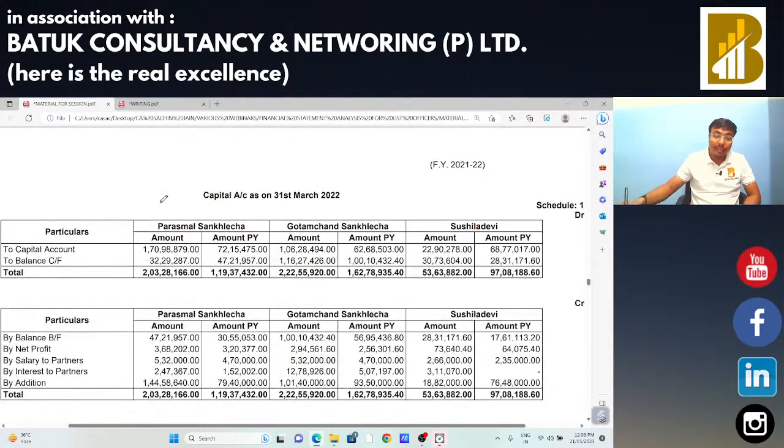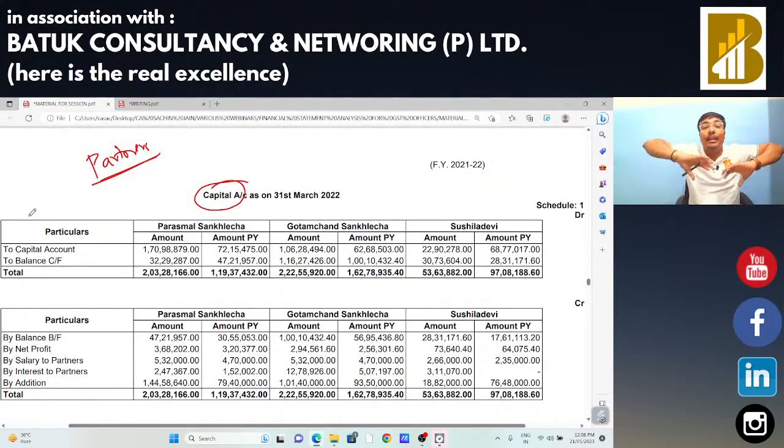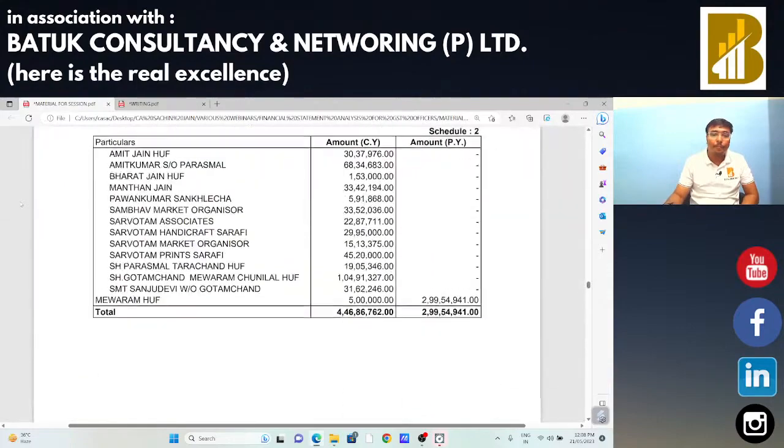Okay, sir. So this is the capital account, and in that particular case, this is the case of a partnership firm. If partners are receiving any income in their individual capacity, in that case GST is not applicable, but the income of the partnership firm will be liable for GST.